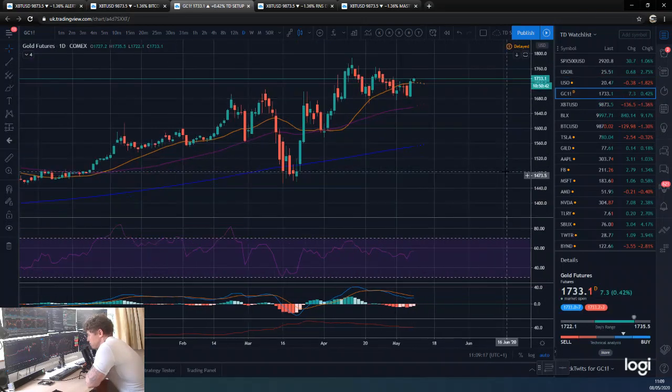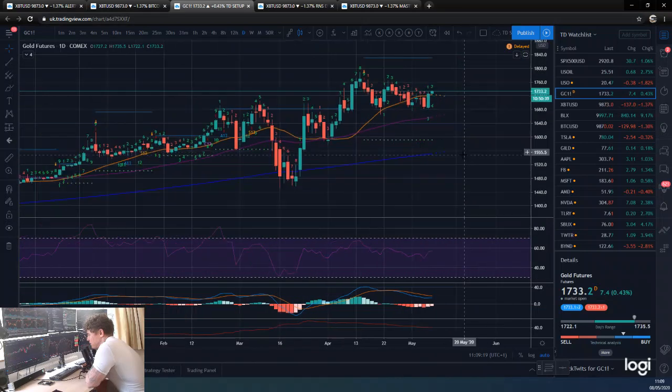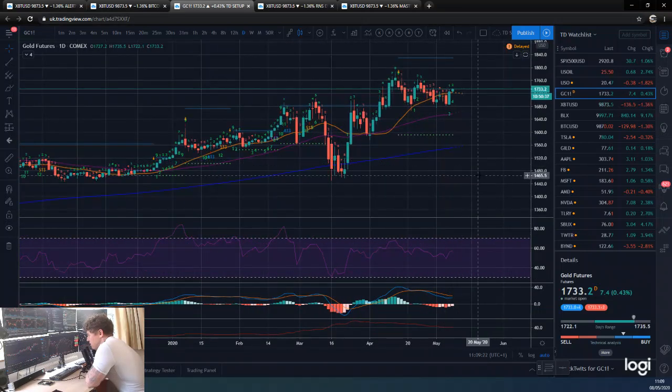Gold had a really good move here, guys. I don't know if you guys were trading that. I was definitely trading this move.